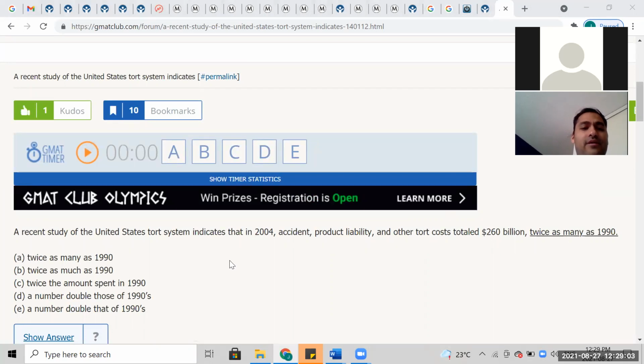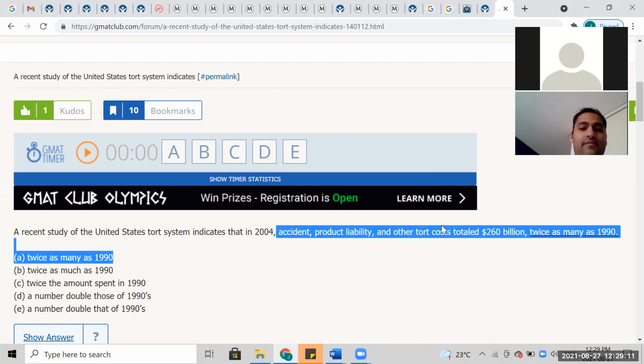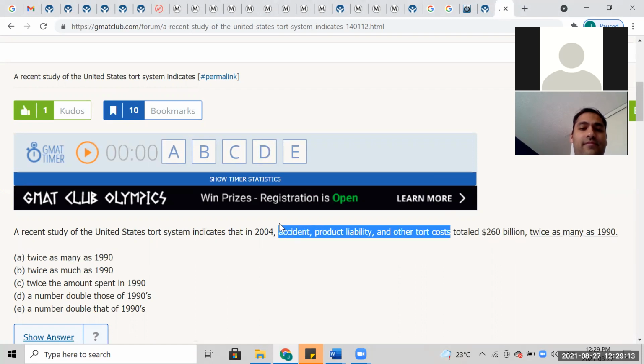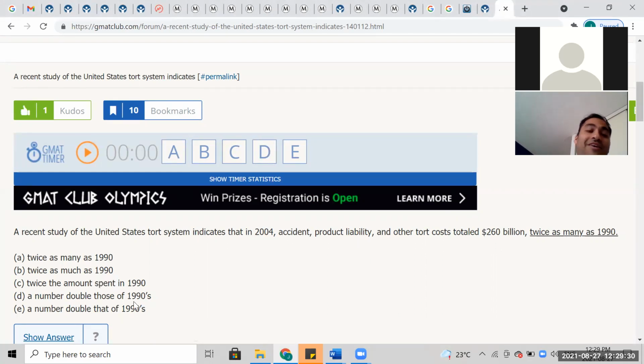Okay. A recent study of the United States tort system indicates that in 2004, accident, product liability, and other tort costs totaled 260 billion, twice as much as 1990. Okay. Twice as much as, A and B are out. Twice the amount spent in 1990, a number double those of 1990. I would go with C. You're absolutely right. How did you get rid of E?